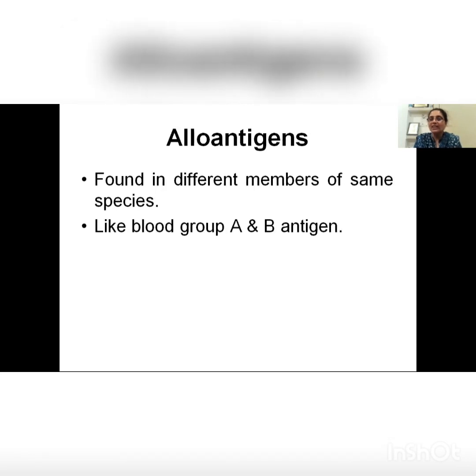Another is alloantigens. What are alloantigens? They are found in different members of the same species. The best example of this is blood group A and B. Blood group A is not antigenic for people who have blood group A, but if it is transfused into people with blood group B, then this A antigen will be a foreign thing for them. That is why it is called an alloantigen, because different members of the same species have it.